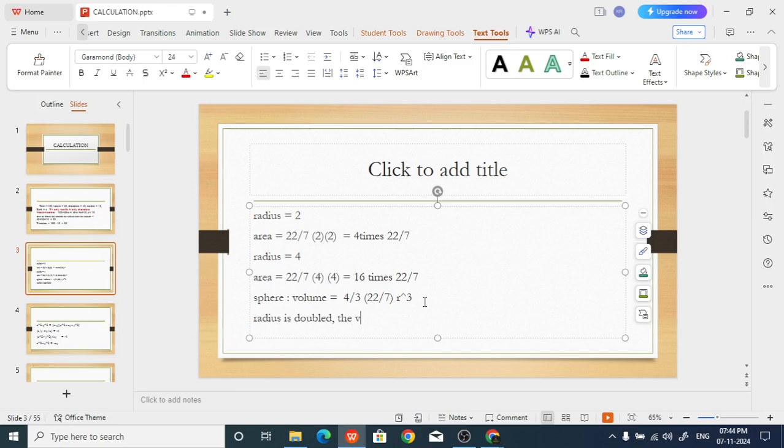Now suppose the radius is doubled, then the volume will be what? Will increase by... instead of r you are putting 2r. 2r whole cube is how much? 8r cube. 2r whole cube is what? 8r cube. Am I correct?